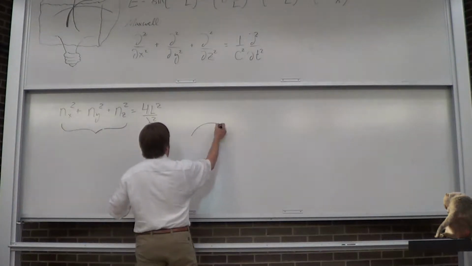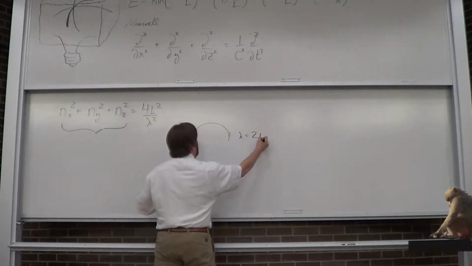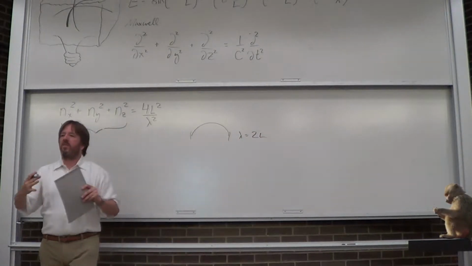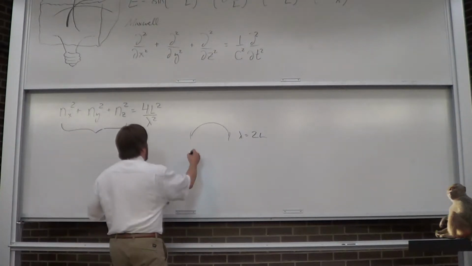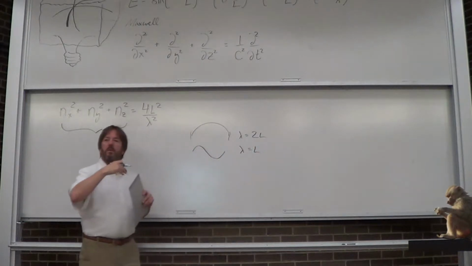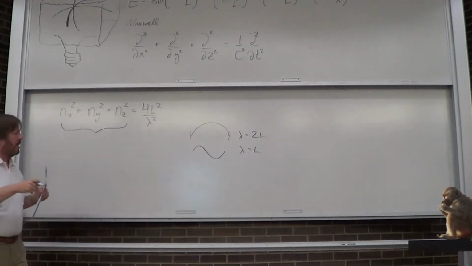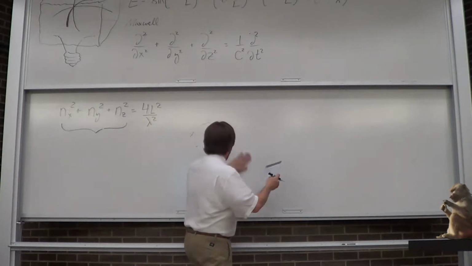I'm just redrawing what I did last time. No nodes means that the wavelength is 2L. It has to have a wavelength of 2L to have no nodes, right? If the wavelength is L, then there's one node. There has to be one node, or it doesn't work. So anyway, that's what this does for us.